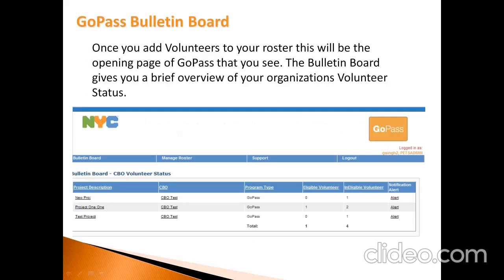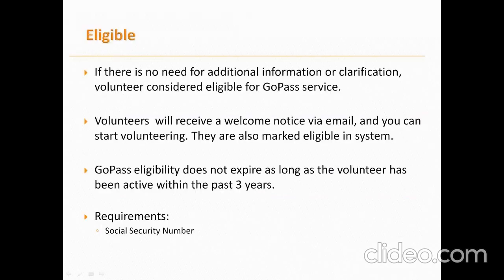This slideshow shows what a bulletin board looks like when you have a few projects with active volunteers. Each line is a project, and it lists the number of eligible and ineligible volunteers on that project. Additionally, I'll run through a few quick notes on eligibility versus ineligibility. If there is no need for additional information or clarification, volunteers are considered eligible for the GoPass program. You will be able to log into the GoPass system and see that this is updated. This essentially means that your volunteer is good to go and ready to serve.